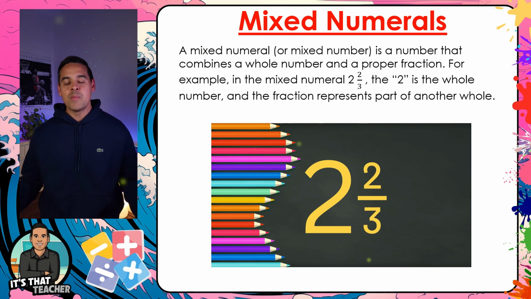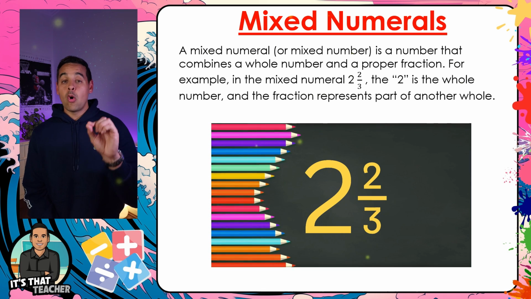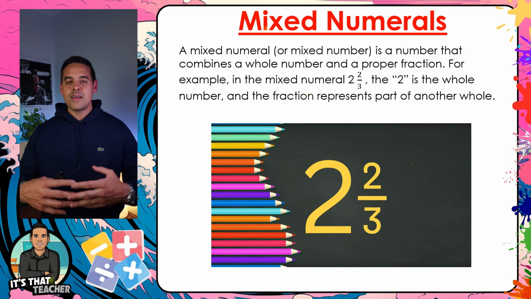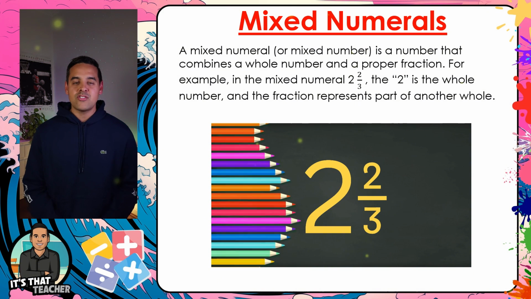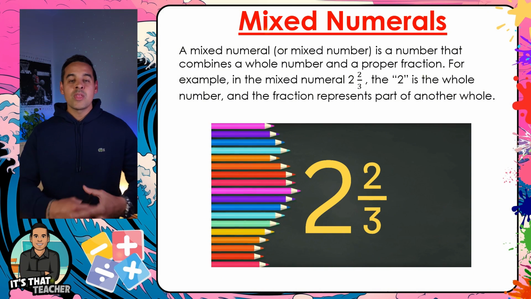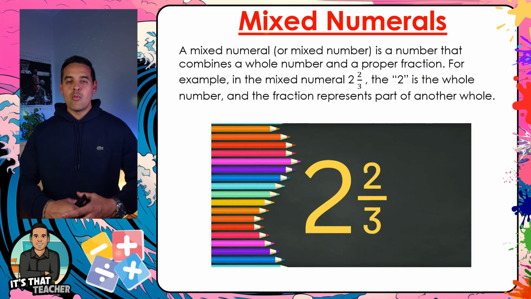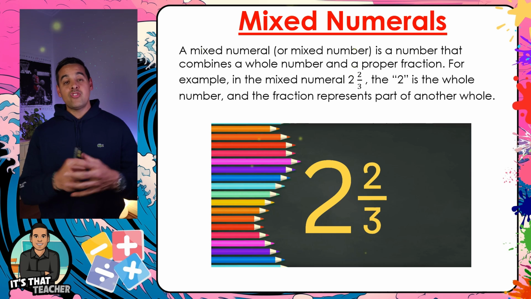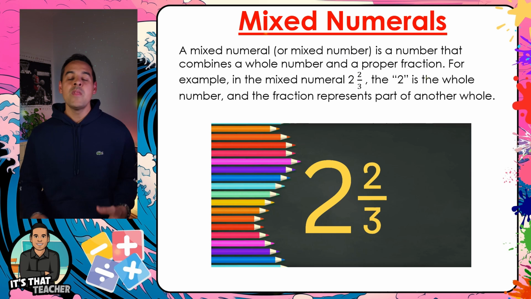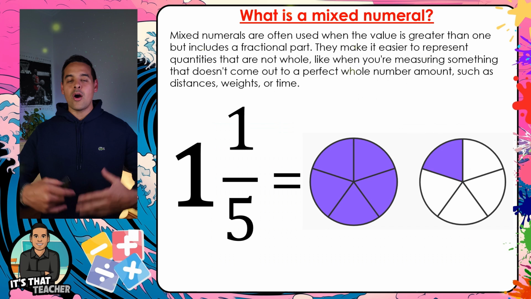Let's dive straight in. So what exactly is a mixed numeral? Now a mixed numeral, or mixed number, is a number that combines a whole number and a proper fraction. So for example here, we have the mixed numeral 2 and 2/3. The 2 represents the whole number, and the 2/3, which is the fraction, represents part of another whole number.